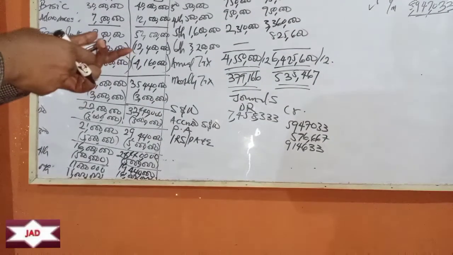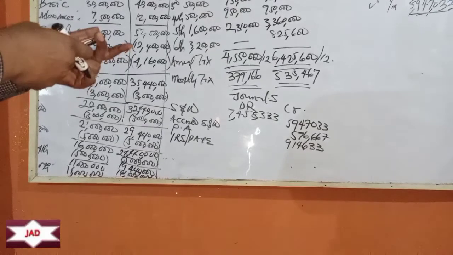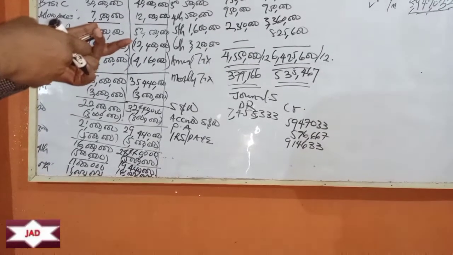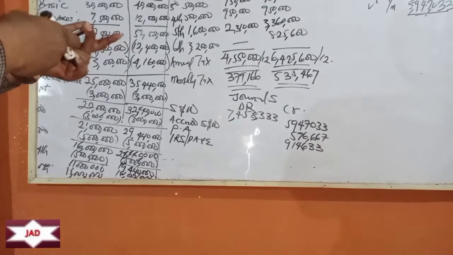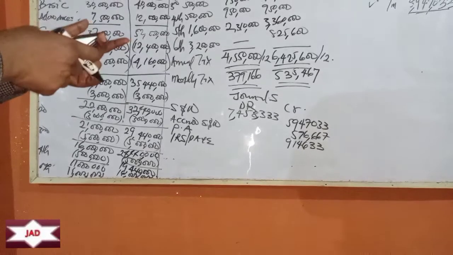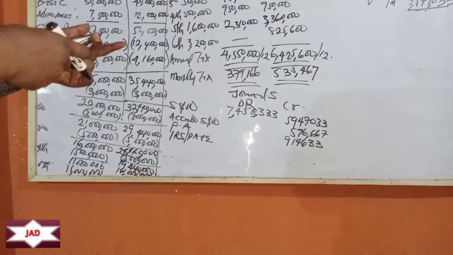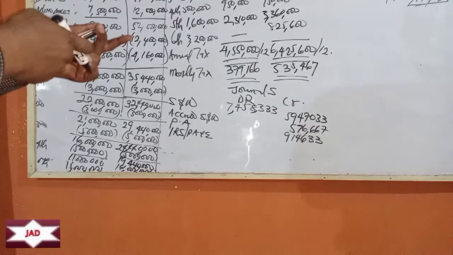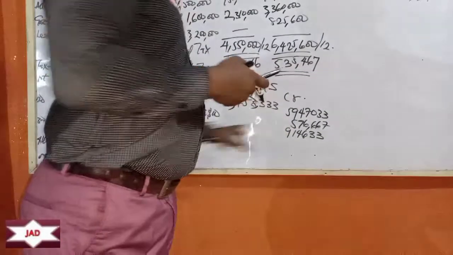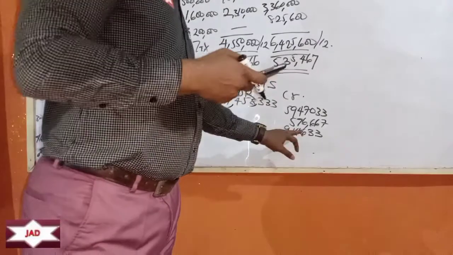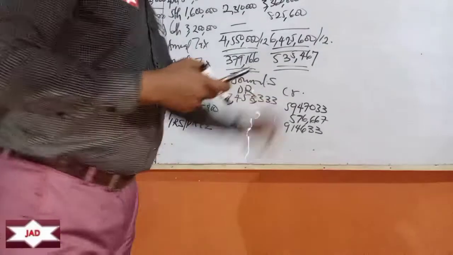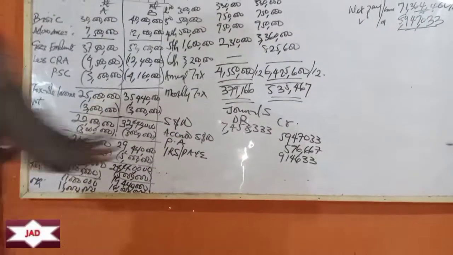Plus 596,667 plus 594,7033. Okay, so we're saying the net pay plus the pay as you earn plus the pension administration. So what do you have there? 745,833. So it's correct. Okay, so that's the journal for the salary.